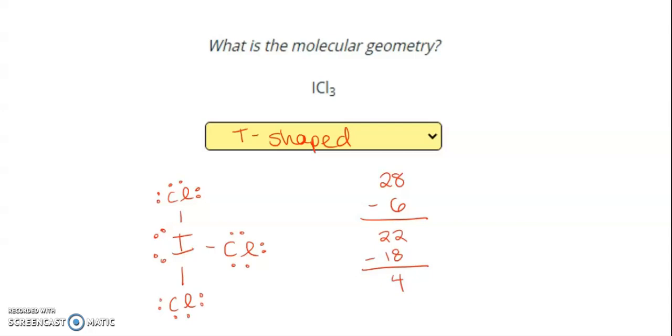And so again, just to summarize, we looked at the molecule, drew the skeleton, added up the valence electrons, subtracted the electrons in the bonds, added electrons to try and satisfy the octets, and then added extra electrons to the central atom. And then you go from there to select the molecule shape.